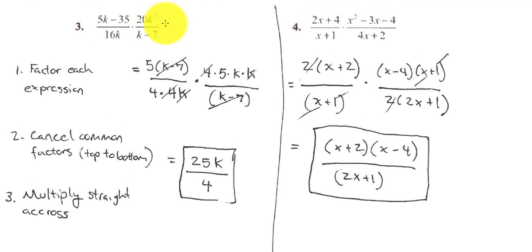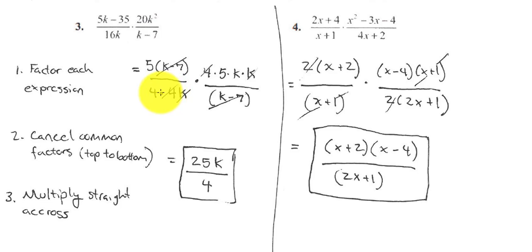And that's really all we can do. Now, in these solutions, we actually wrote 16 as 4 times 4. You don't have to do that, but it helps you see that when we write 20 as 4 times 5, we can cross out the 4s, we can cross out one of the k's, we can cross out the k minus 7, and what you're left with is 5 times k, which is 25k, and 4 on the denominator.